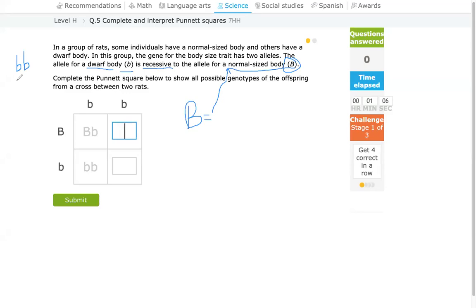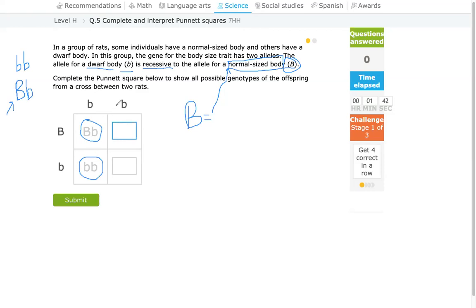Even if it's what they call heterozygous, where it's 2 letters, an uppercase and a lowercase, because we have an uppercase B, it's still going to be dominant, and this animal will have a normal size body. All right, how do we figure out what the B's will be? We cross multiply here. So we have lowercase b, uppercase B, which gives us the heterozygous Bb. Here we have lowercase b, which gives us the homozygous 2 lowercase b's.